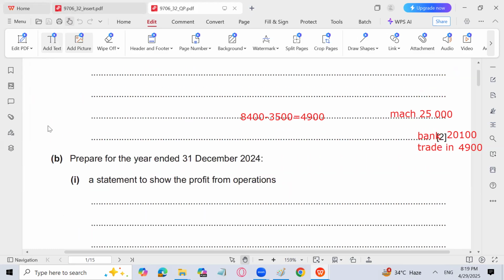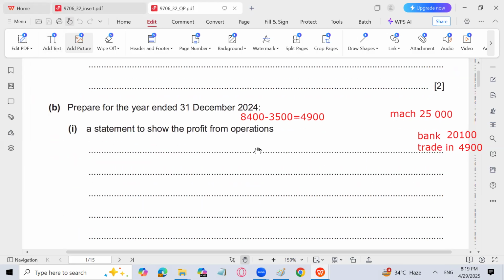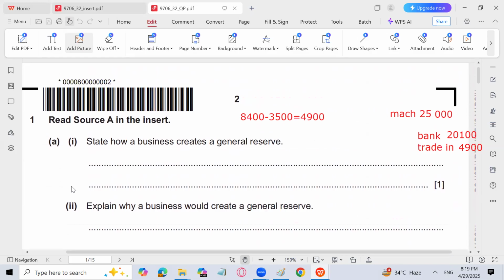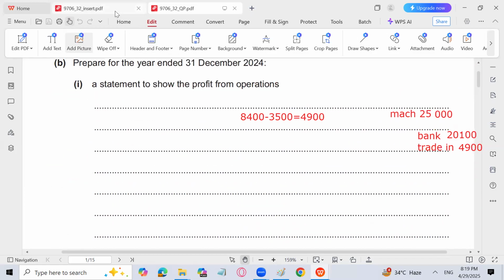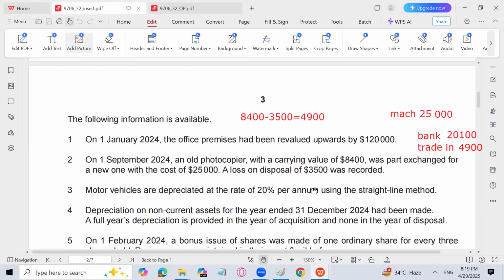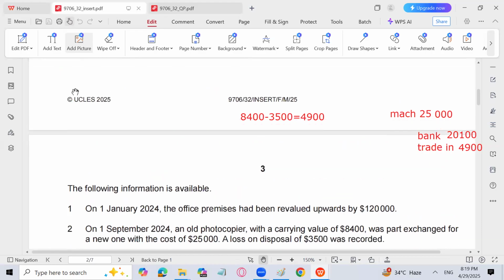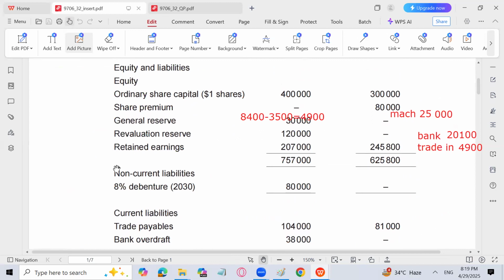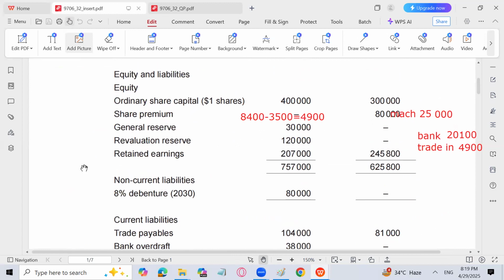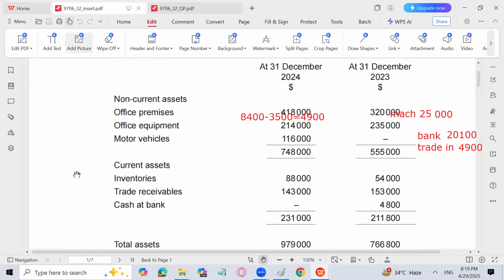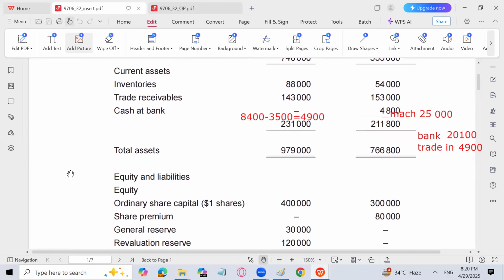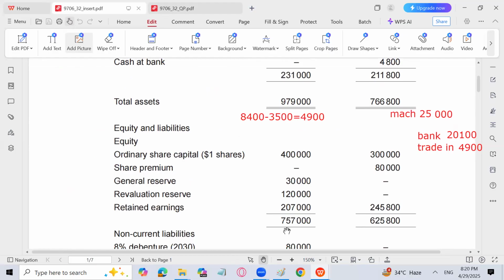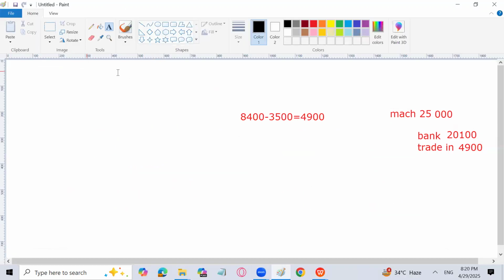Okay, now let's see. A statement to show the profit from operation. We can't prepare the cash flow statement because we don't have profit from operation, because you know that the statement of cash flow is going to start from profit from operation, not from the profit for the year. So we need to calculate profit from operation by going reverse in the retained earnings column. So let's see. Retained earnings at the start is given, that is 245,800 and 207,000.